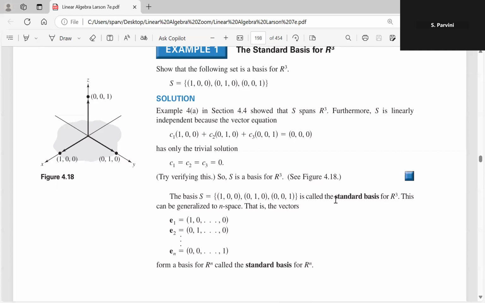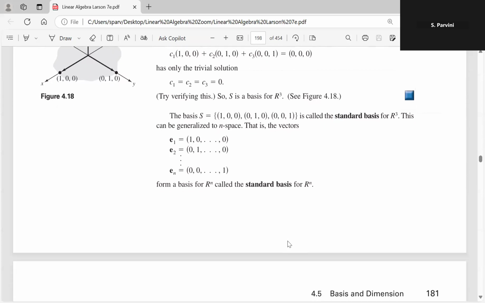This is called the standard basis for R cubed. In other words, this is the standard coordinate system in three-dimensional space. And that's what this does. The extension of this to the nth dimension also works. So if you continue the patterns you see here, you get the standard basis for Rn.